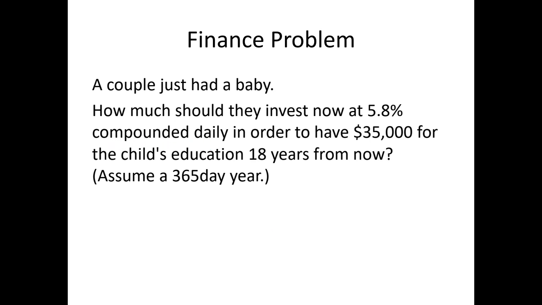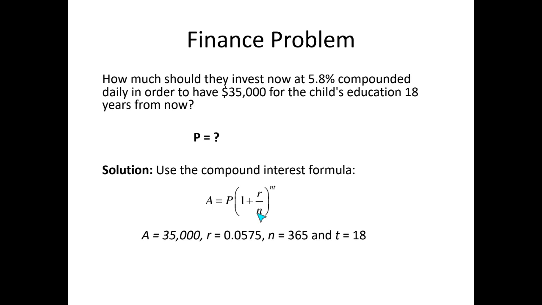Okay, and so here the 35,000 is what you want to have in the future, so we call that A. And then P is what we're going to try to figure out, how much do we need to invest right now. And then R is your rate, so they tell me 5.8%, so I'm going to write it as a decimal. And so in this here it should have been 0.058. And then we have our N, which is 365, and then our T, which is 18.